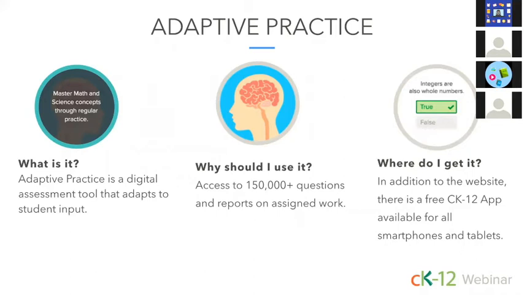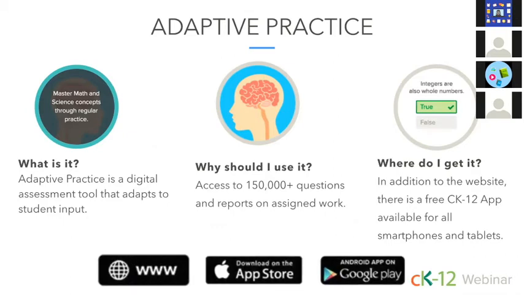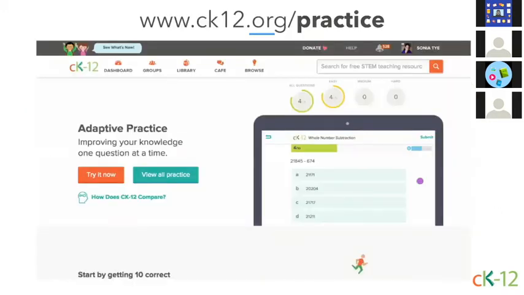In addition to the website, there is a free CK-12 app available for all smartphones and tablets. This tool provides the ability for students to practice at their own pace on any electronic device, whether they're in school or on a bus or on the way to the game. Really makes it user-friendly. Again, you can easily access our adaptive practice from the CK-12 homepage, but I've included this shortcut to the adaptive practice browse page at ck12.org/practice.